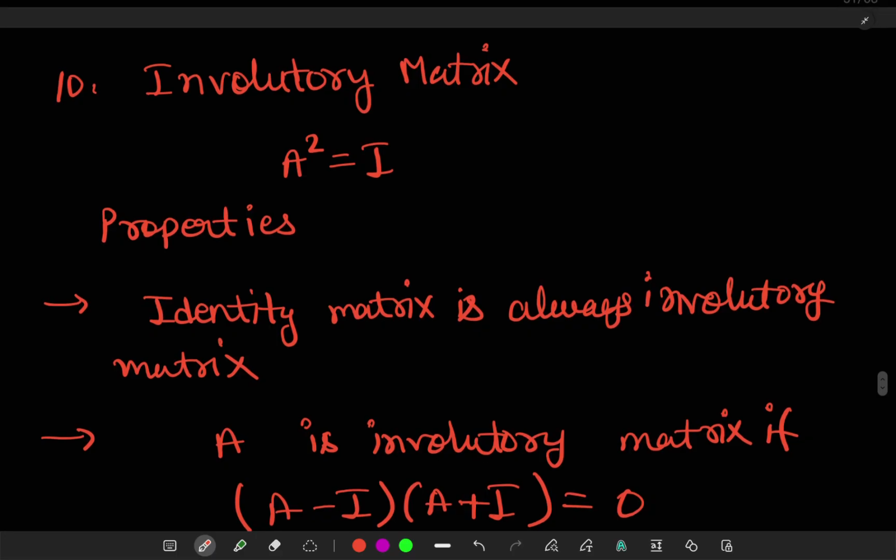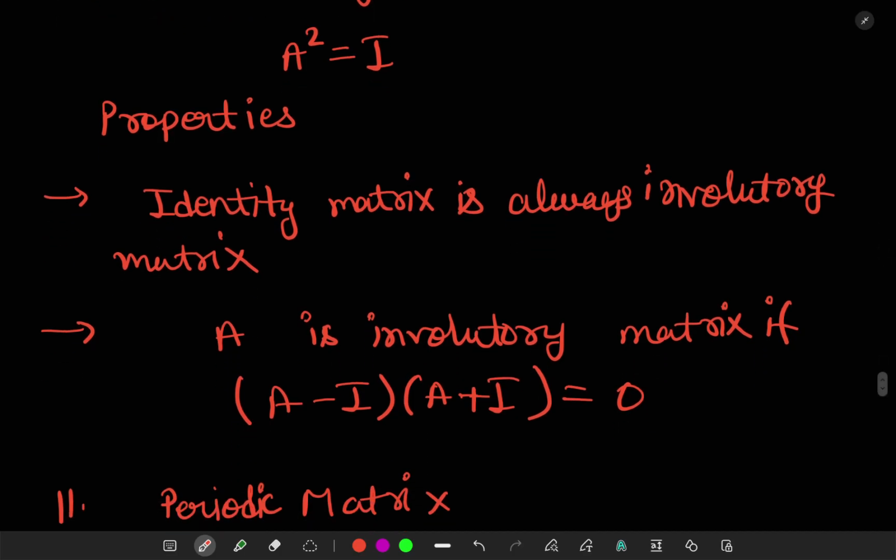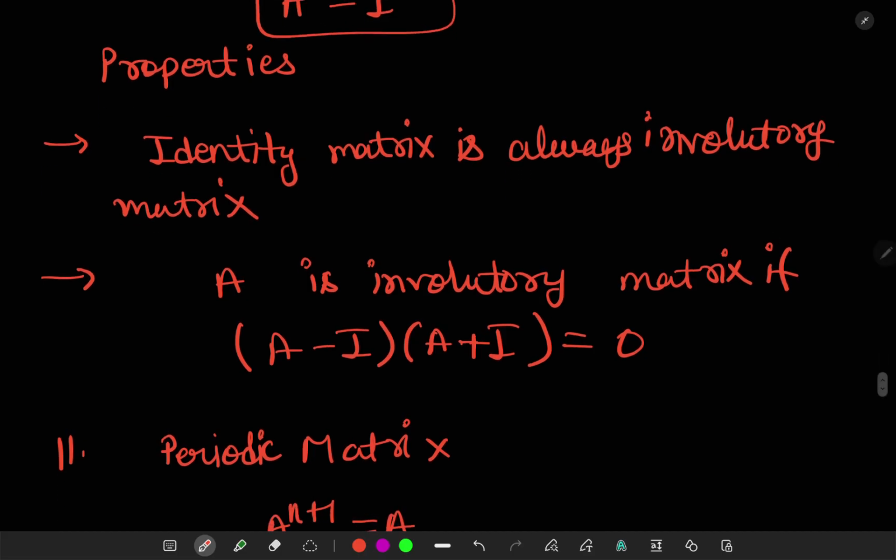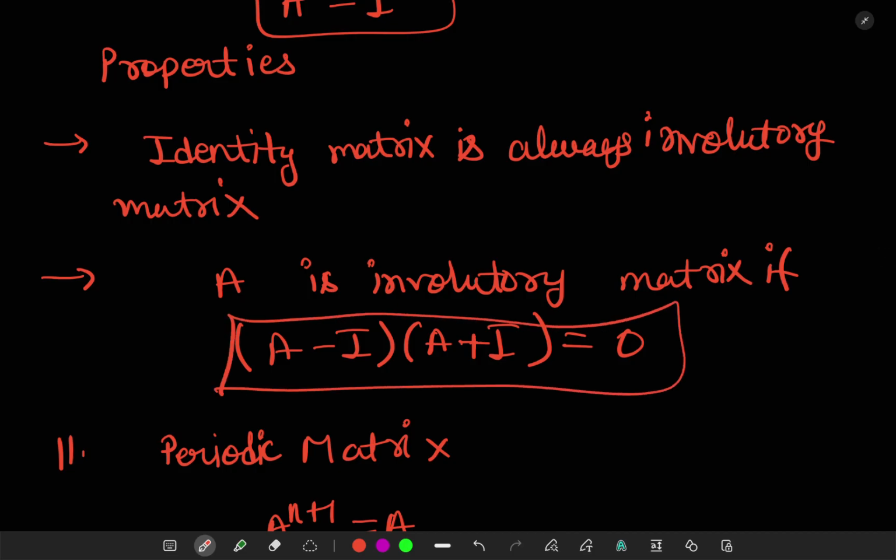Now, involutory matrix. For a square matrix, if we take the square of the matrix A equal to the identity matrix. Now, a property of the involutory matrix: the identity matrix is always an involutory matrix, as you can see from this relation. If A is an involutory matrix, then this condition will be satisfied by the matrix. If not, then A is not an involutory matrix.